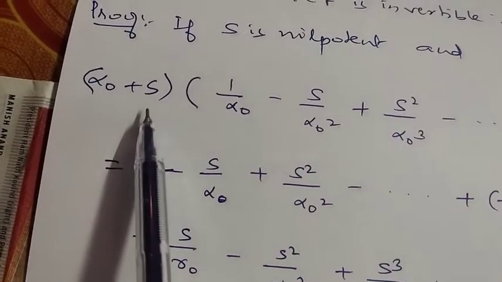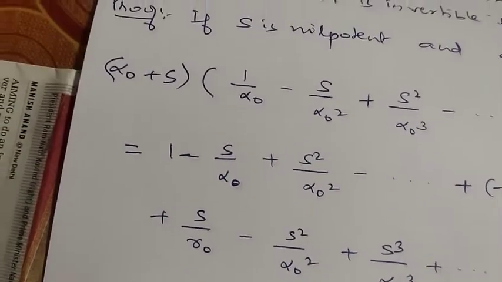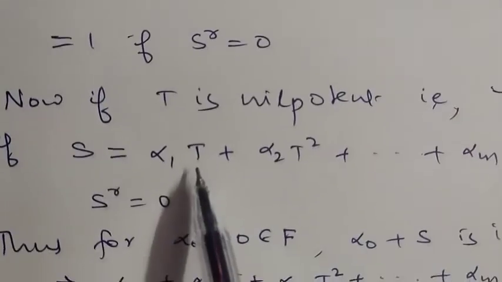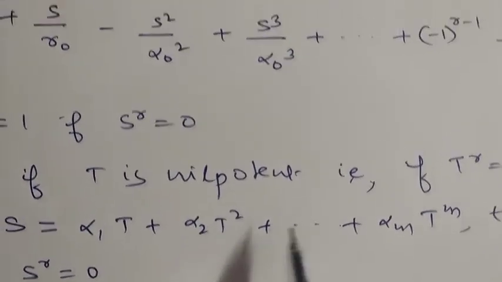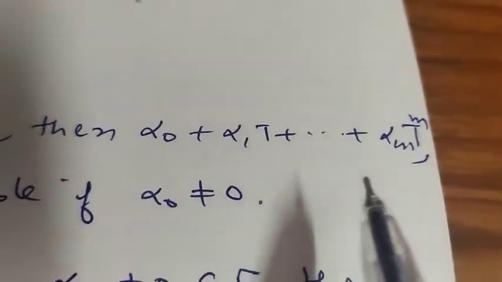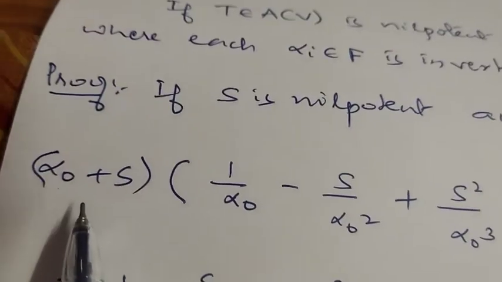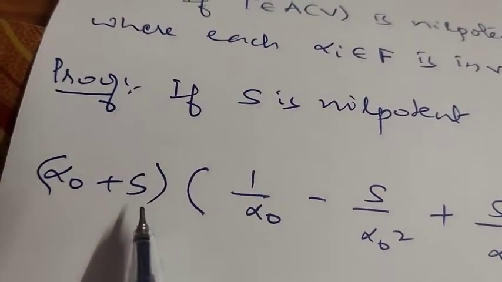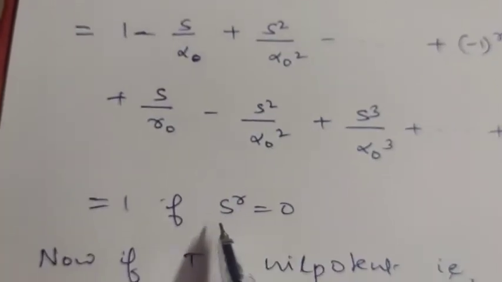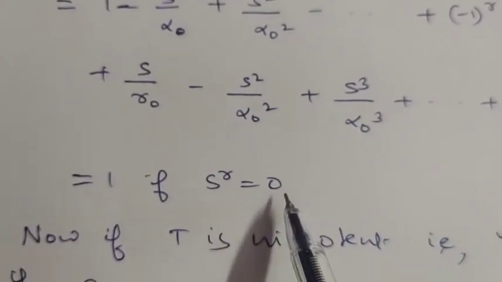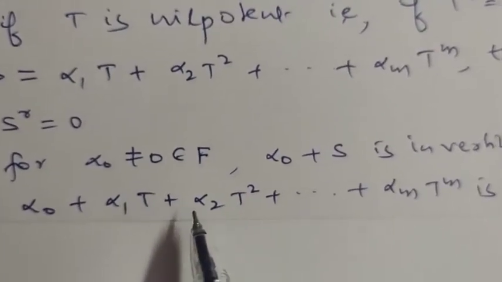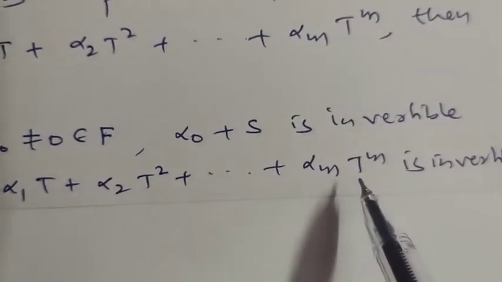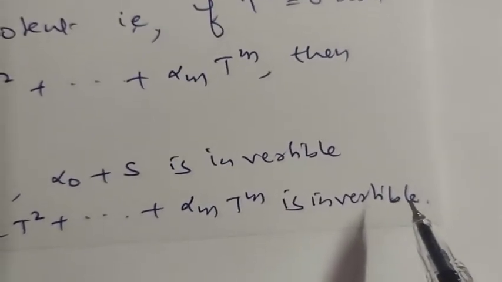Then this is invertible, meaning α₀ plus S. You take S as this and add α₀, giving α₀ + α₁T + α₂T², which is the required polynomial. So that is invertible because this into this is nothing but 1. α₀ plus S, the required polynomial, into this is equal to 1, so they are invertible if S to the power of r is 0. Therefore the polynomial α₀ + α₁T + α₂T² + ... + αₘTᵐ is invertible.